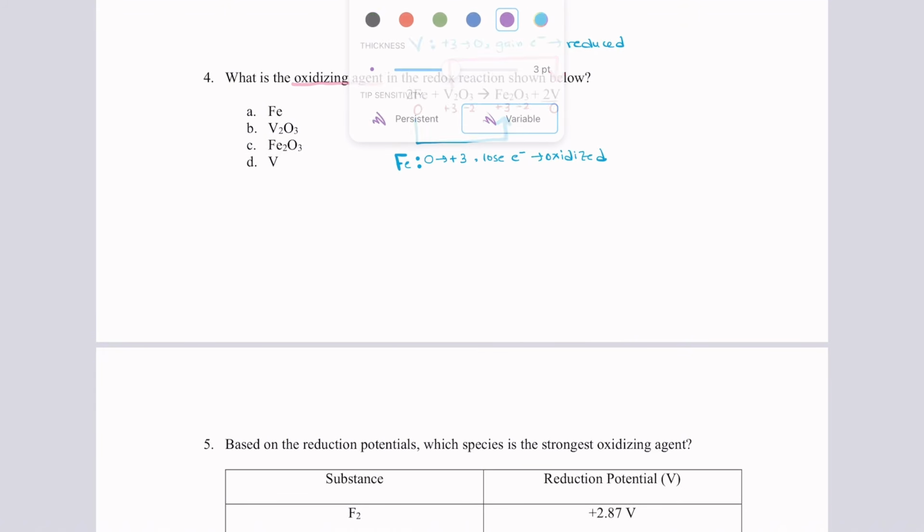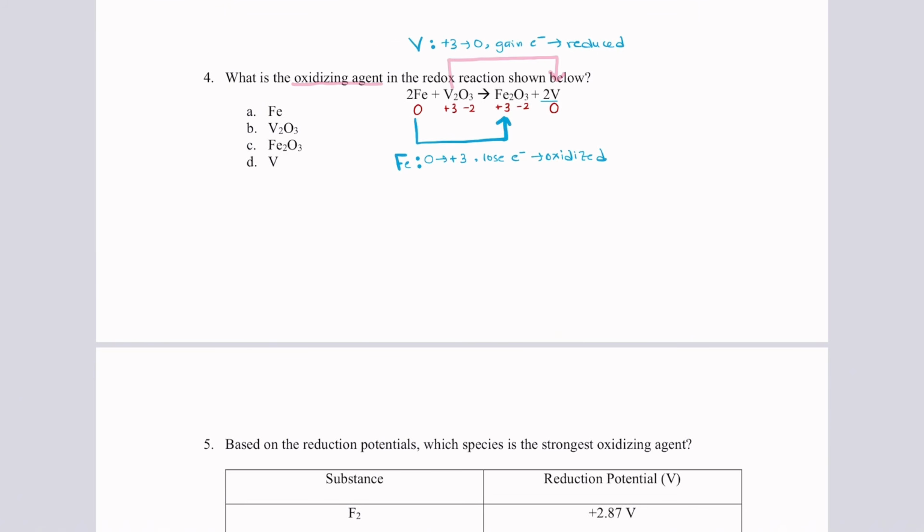Then, from these changes, we can name the agents. The substance that is oxidized, iron metal, is the reducing agent because it donates electrons. And the substance that is reduced, vanadium 3 oxide, that is the oxidizing agent because it accepts electrons. Therefore, the oxidizing agent in this reaction is vanadium 3 oxide, which makes choice B the correct answer.